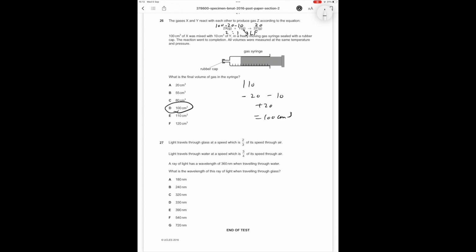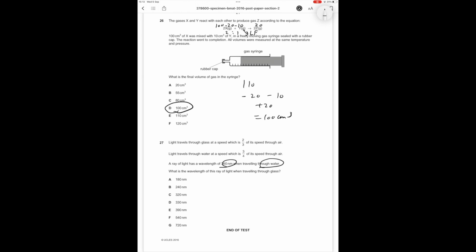27 then. Light travels through glass at a speed which is 2/3 of its speed through air. Light travels through water at a speed which is 3/4 of its speed through air. A ray of light has a wavelength of 360 nanometers when traveling through water. What is the wavelength of this ray of light when traveling through glass?